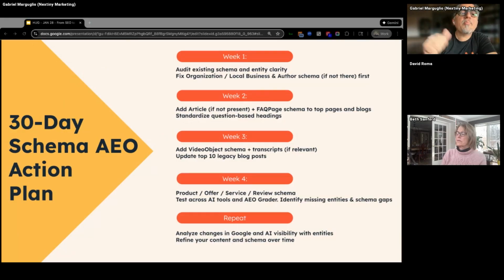Week 4, product, offer, service, review, all the other ones. See what else you can add. Test across AI and the AEO grader and identify more gaps. And then repeat. Do it again.